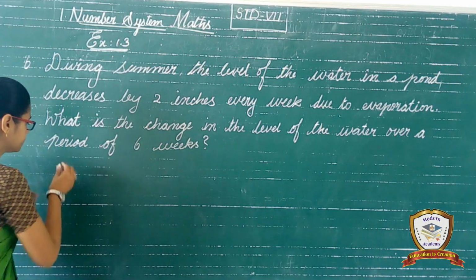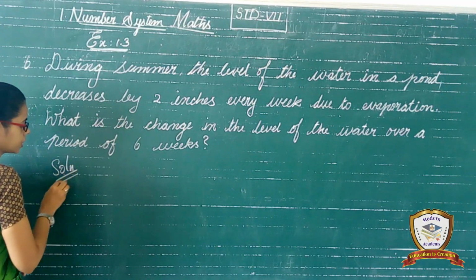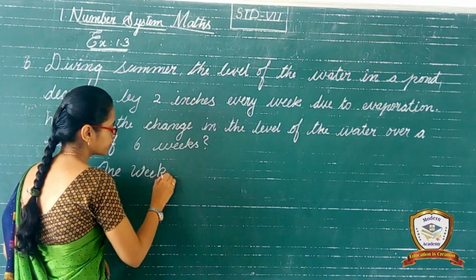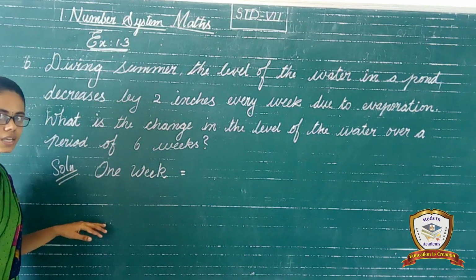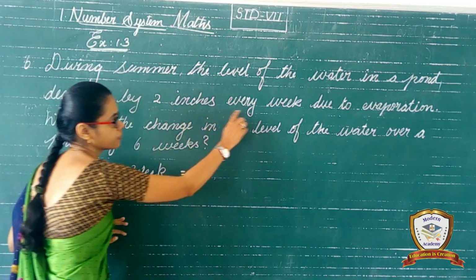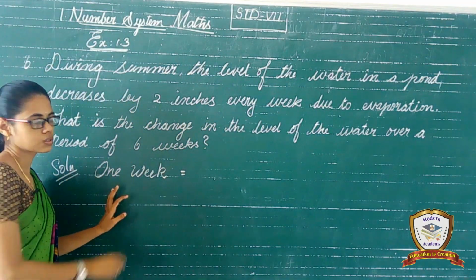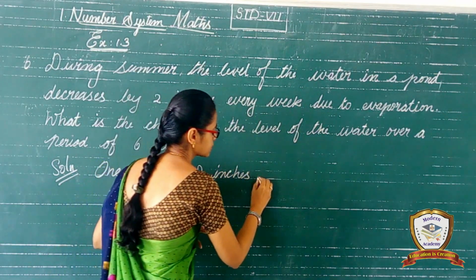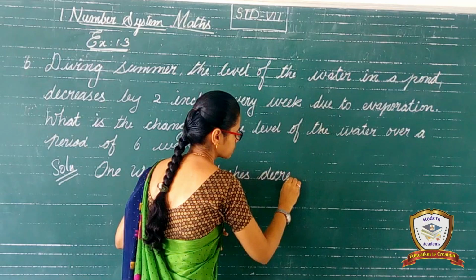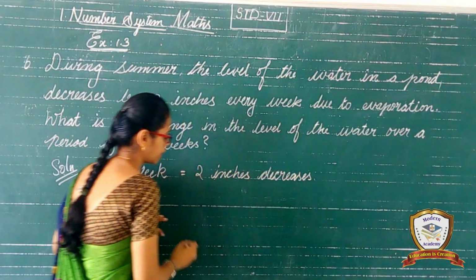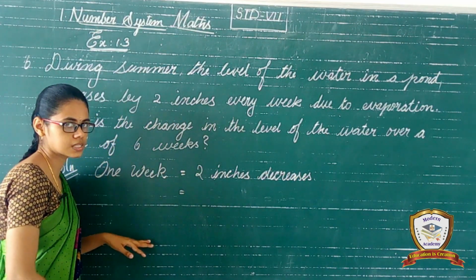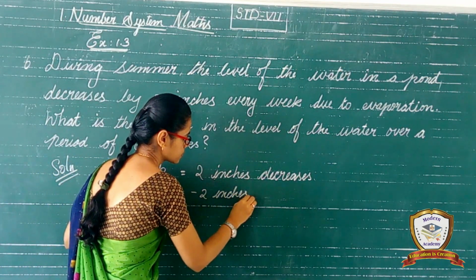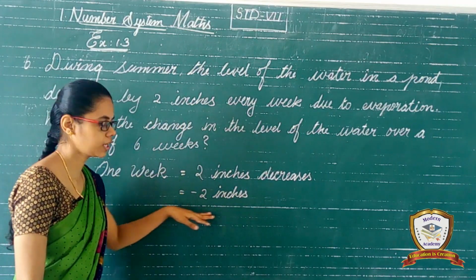Okay, let's see. Solution. See 1 week. So in 1 week, how many inches decrease? For every week, 2 inches decrease. Decrease means what? Minus, isn't it? So minus 2 inches. Right? For 1 week, minus 2 inches.